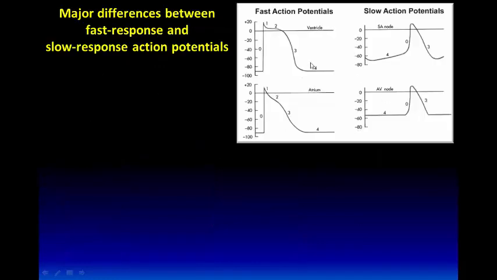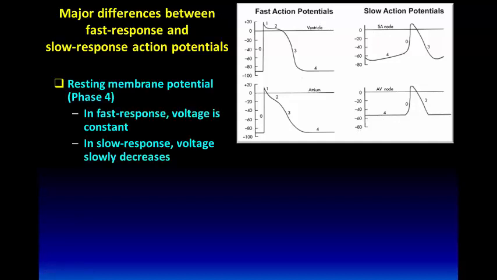So this is a fast action potential recorded from a ventricular myocyte. This is a fast action potential recorded from an atrial myocyte. This is a slow action potential recorded from the sinoatrial node, and this is a slow action potential recorded from the AV node.